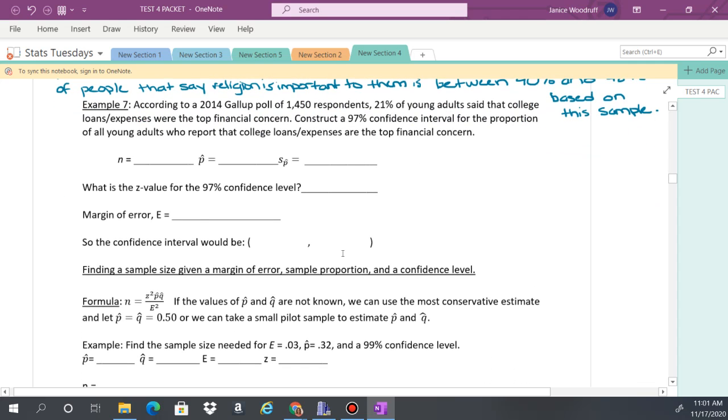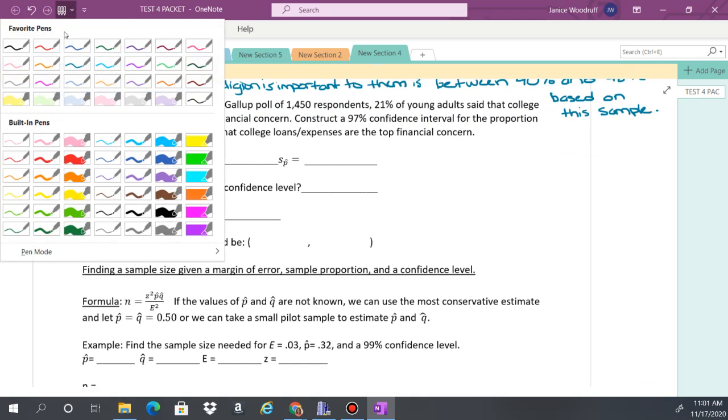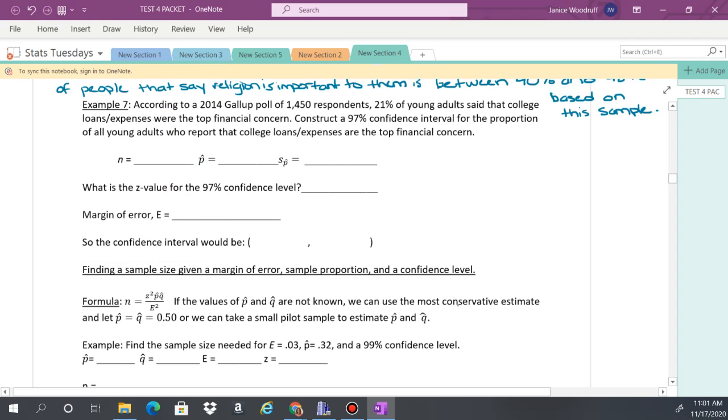All right, so let's talk about example 7. According to a 2014 Gallup poll, we have 1,450. Notice the samples in this section are a lot bigger than the ones we've dealt with before. So usually with the proportions, your samples are a lot bigger. 21% of young adults said that college loans and expenses were a top financial concern. Construct a 97% confidence interval for the proportion of all young adults who report that college loans expenses are the top financial concern. So you're going to go based off of this sample.